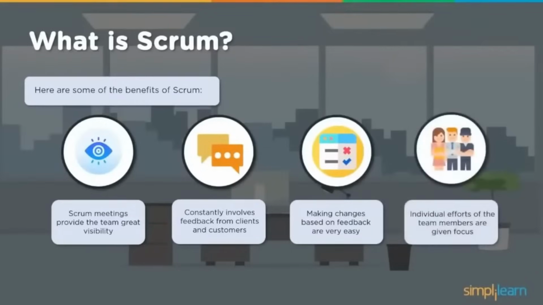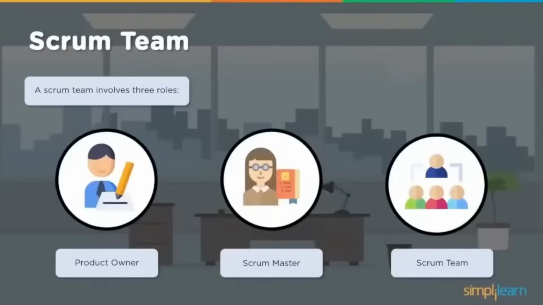Then individual efforts of the team members are given focus. Yes, individual effort is essential. At the same time, each team member cross skills. We call it a self-organizing team, as I was mentioning earlier. So each team member will have different skills and different capabilities, and cross skilling within the team is encouraged, so that ownership of individual deliverables and the whole team working together to deliver some features and functionality can also be accomplished, right? Then the Scrum team involves the product owner, Scrum Master, and then the Scrum team.